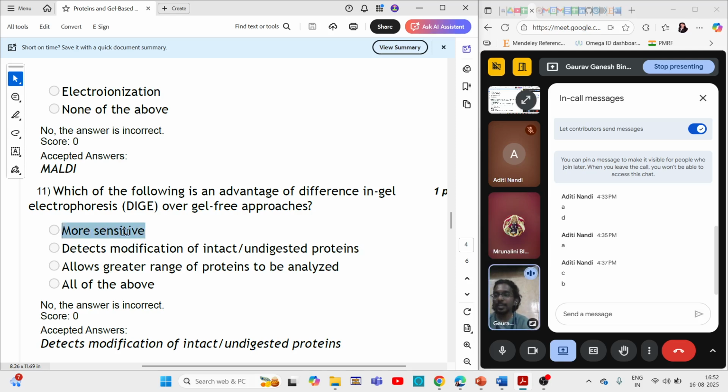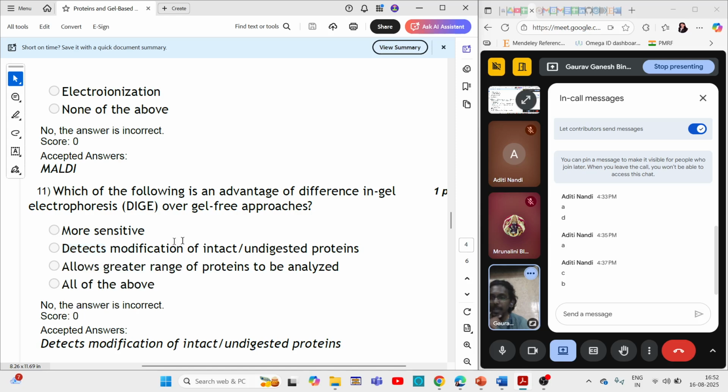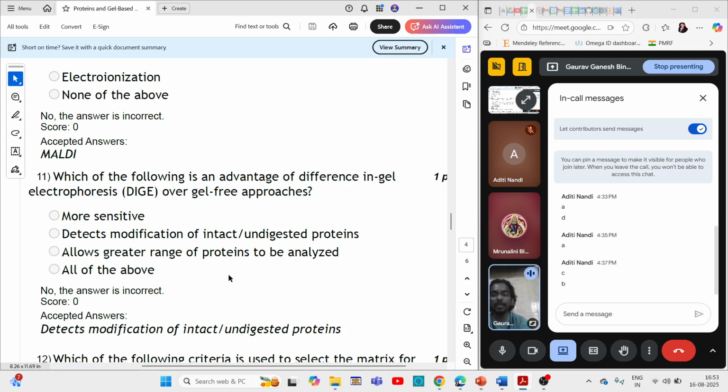But it's not that sensitive. And for getting a greater range of proteins, I think there are more gel-free approach methods available. In terms of gel-based, there is only 2D gel electrophoresis and DIGE majorly used in proteomics. But there are n number of different gel-free approaches available, so that will help you to have a greater range of proteins comparatively.